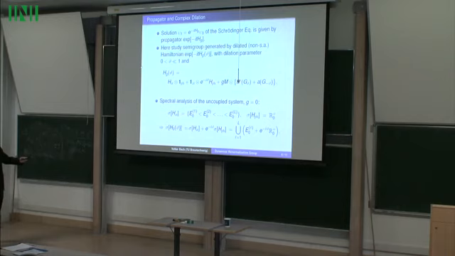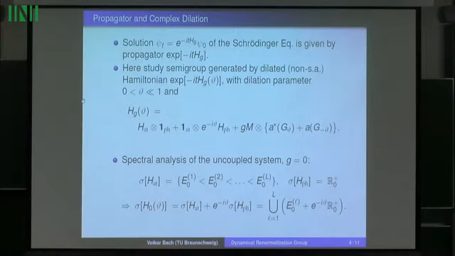Now let me discuss, before I come to the full interacting model, the dilated Hamiltonian in the case that the systems are not coupled to one another, the atom and the photon field. So let's just take G equal to 0.